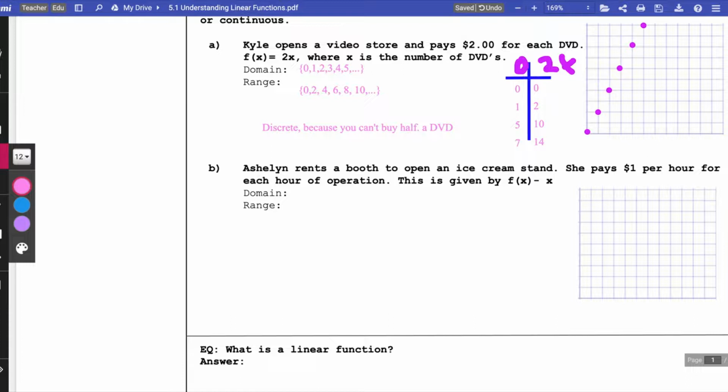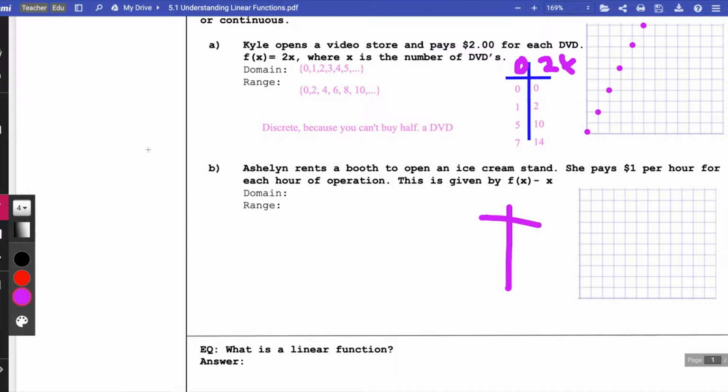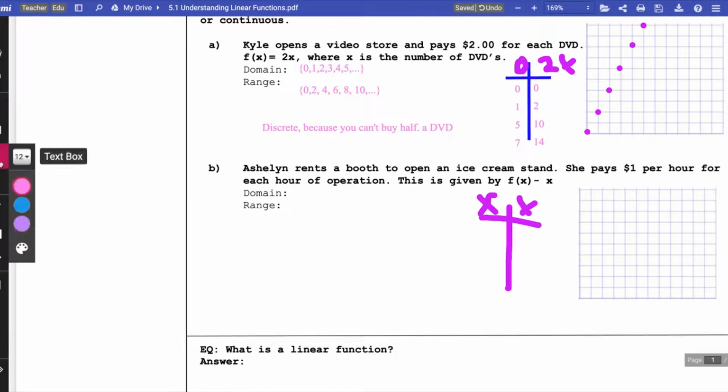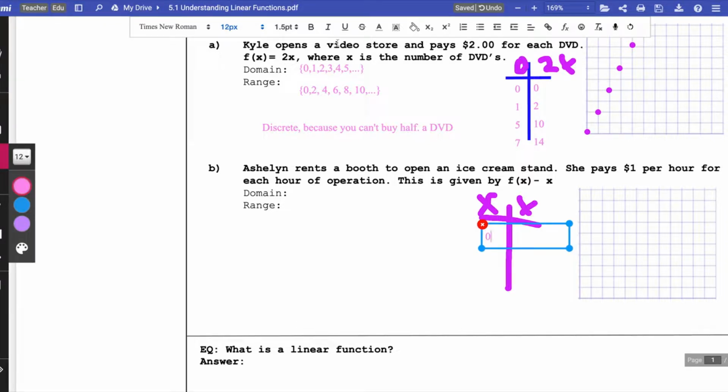So next one, we got Ashlyn, who rents a booth to open an ice cream stand. She pays $1 per hour for each hour of operation, which is given by f of x equals x. So same thing as last time, we're going to make a table of values. And we have x. And then f of x is just equal to x, which is kind of cool because what this means is that whatever number I put over here is going to be the same number on the other side. So if it's 0, then what I get out of the function is also 0. If she rents it for 1 hour, then she pays $1. If she rents it for 4 hours, she pays $4. If she rents it for 8 hours, she pays $8. And if she rents it for 10 hours, she's going to pay $10.